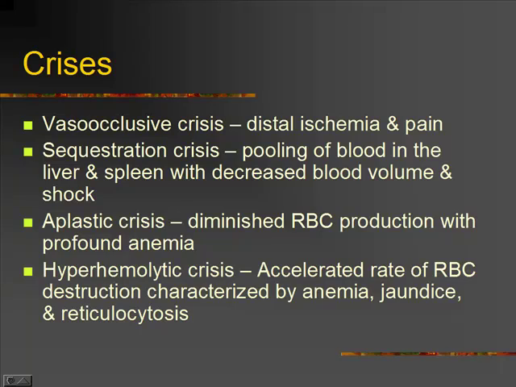You can see shock syndromes from this. Aplastic crisis means they just don't have enough red blood cells from breaking down all those red blood cells. We're seeing profound anemia and just very low red blood cell count. And then hyperhemolytic crisis. This would be an accelerated rate of breaking down those red blood cells. And you're going to see anemia, jaundice, and reticulocytosis.